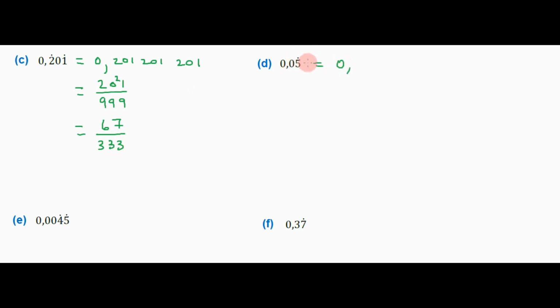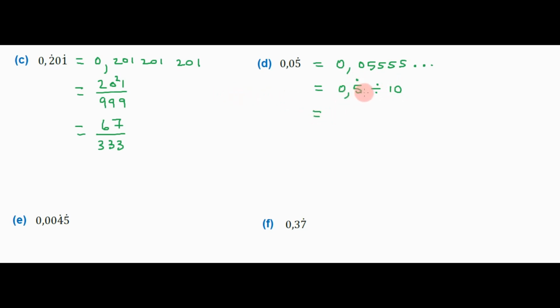In D, we have 0.05 recurring. So it's only the 5 that's recurring here. So it's 0.05, 5, 5, 5, etc. In order to use the method we've been using up to now, we need the 5 to be 1 place behind the comma. And so we can rewrite it as 0.5 recurring, but then divided by 10. We can now use the same method as before.